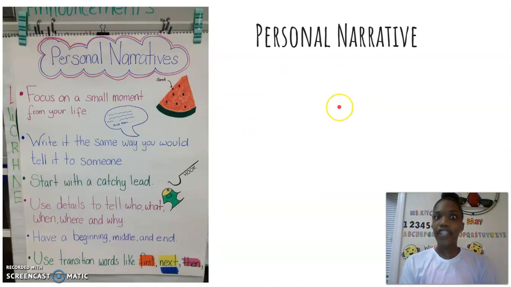Here is an anchor chart of what a personal narrative needs to have, okay? So personal narratives. Well, we know that a personal narrative focuses on a small moment from your life, right? Something that happened to you that you were in, right? The story actually involved you and anyone that you were around. You were a part of the story. You are a character, or someone that you've seen experience something is a character.